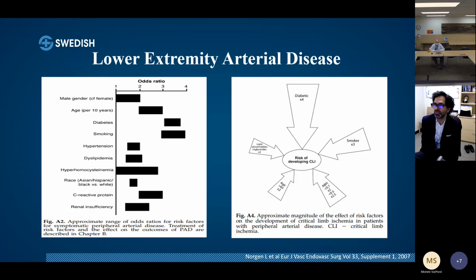If we look at the contributing factors for peripheral arterial disease, on the left, you can see gender as an independent risk factor. We talked about age. The two big ones really are diabetes and smoking, and this doesn't come as any surprise, I would expect, because peripheral arterial disease is essentially an extension of coronary artery disease. It's just a different vascular bed.